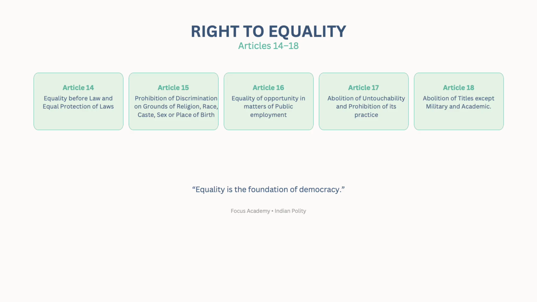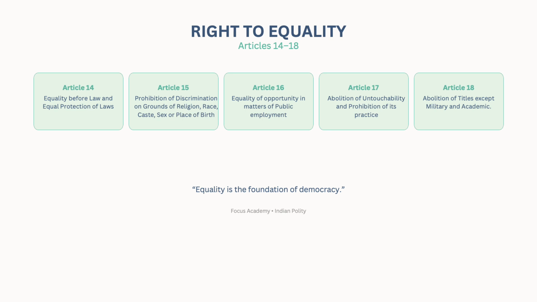So, right to equality. This is the first fundamental right, the right to equality. Article 14, there's equality before law and equal protection of laws. It simply means everyone is equal before the law. You or me or the Prime Minister of India, the Governor of Nagaland, everyone is equal before the law, and everyone will be protected by law equally.